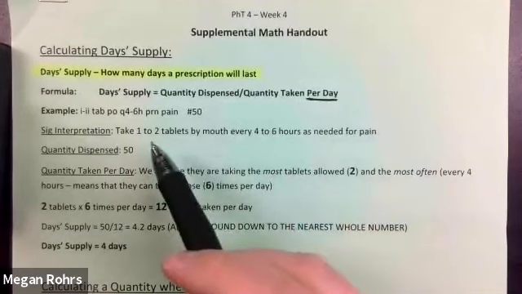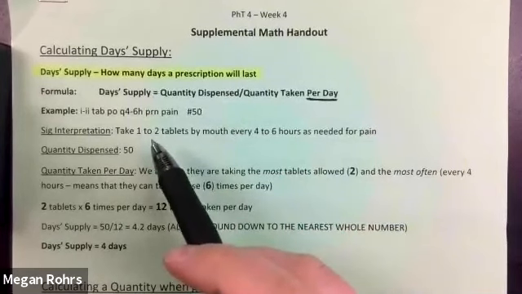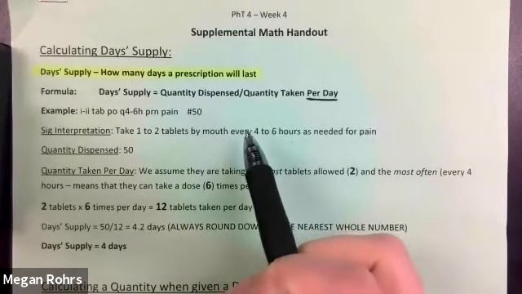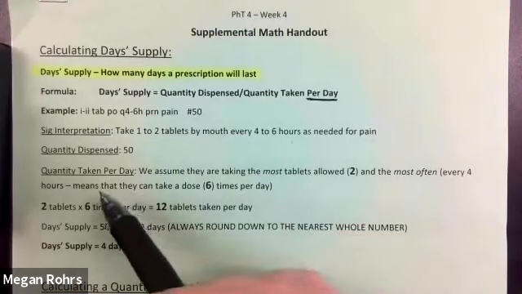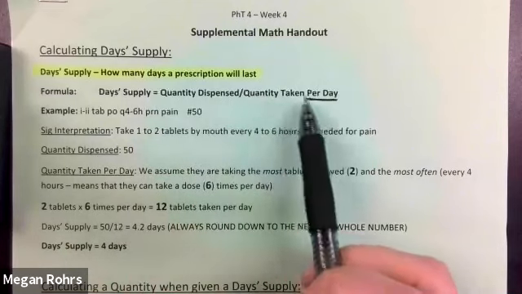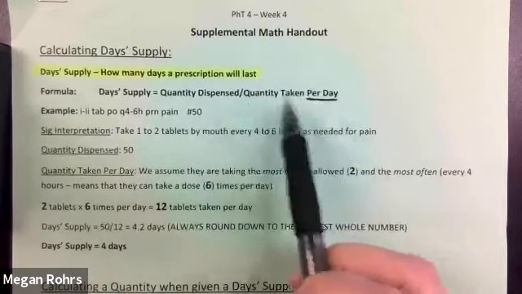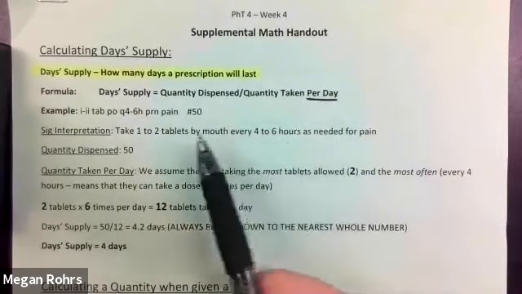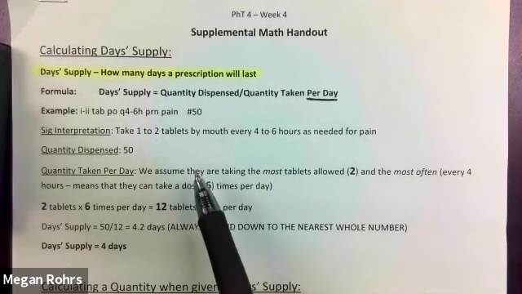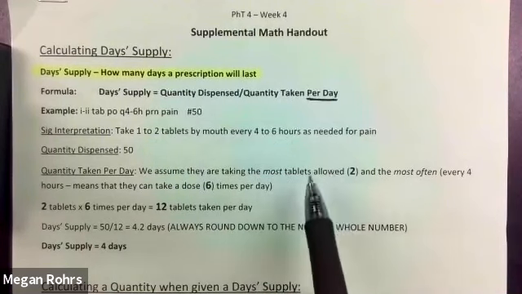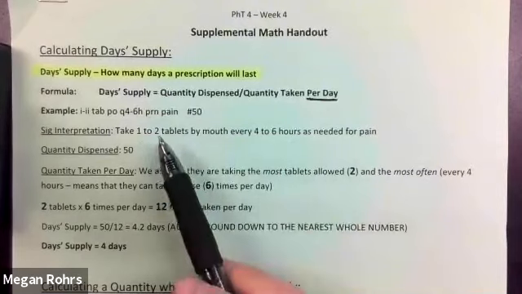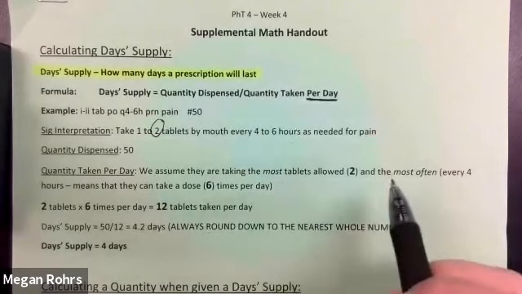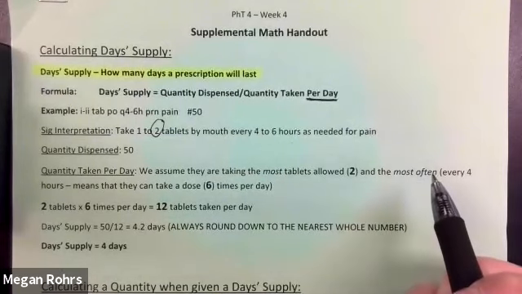So they can decide, depending on their pain level, how much they're going to take at one time and how many times a day as well. So when we're figuring out this quantity taken per day, if you have an as-needed medication like this where they can decide, we always assume that they're taking the most tablets allowed. So here we would assume that they're going to take 2 tablets. And we also assume that they're going to take it the most often.